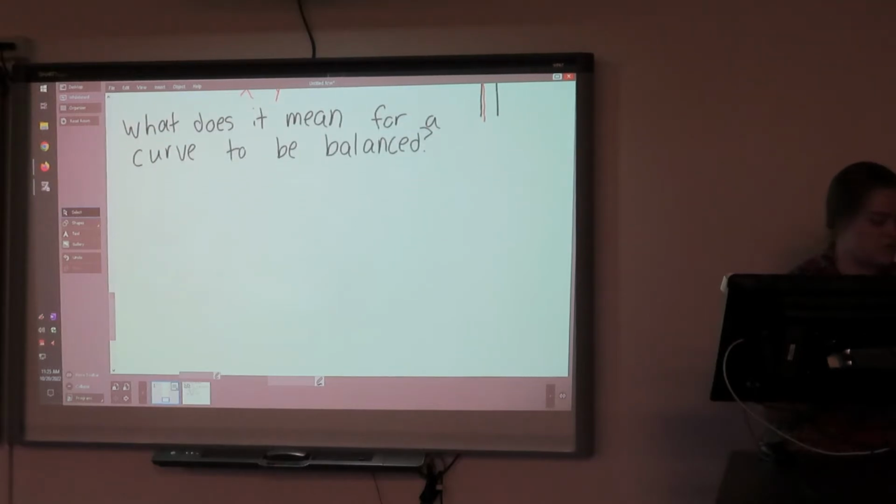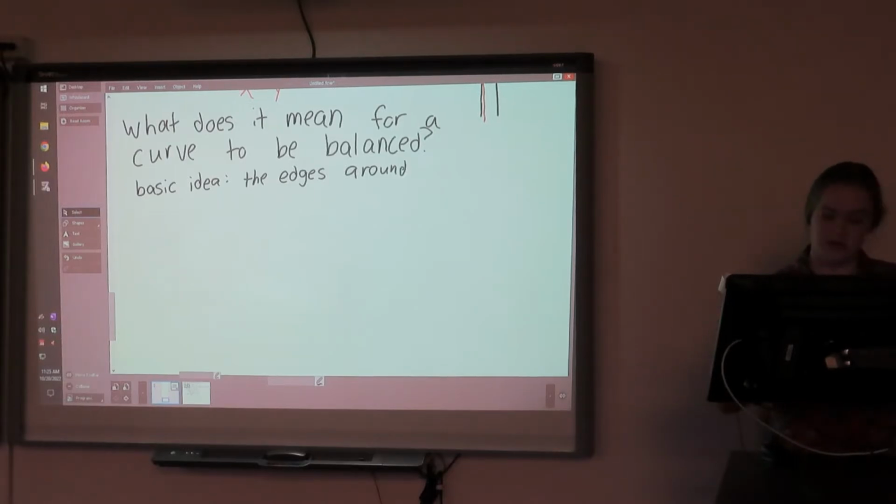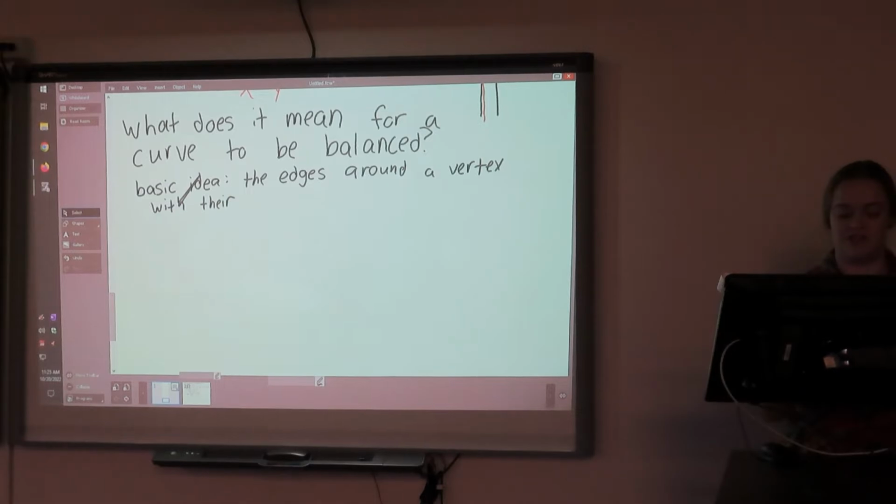Well, the basic idea is that the edges around a vertex, with something we call their weights, which I'll define, sum to 0 if a curve is balanced.